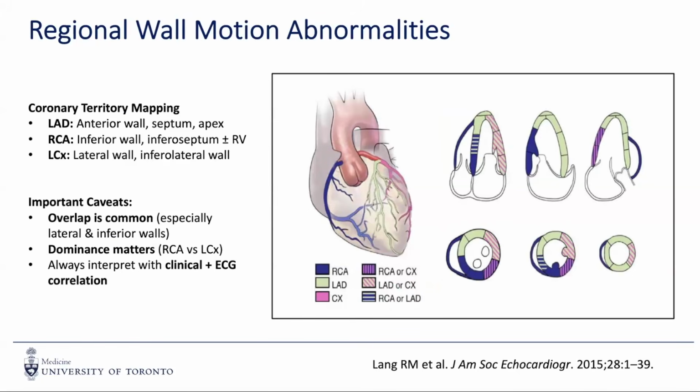With that being said, though, it's important to understand that there's a lot of overlap, especially with the lateral and inferior walls. And depending on dominance and depending on which artery provides the PDA, whether it's the RCA or the circumflex, there can definitely be some changes in between echoes. And so it's always important to combine all this information with clinical presentations and also with ECG correlations as well. And all those diagrams are from the American Society of Echocardiography.